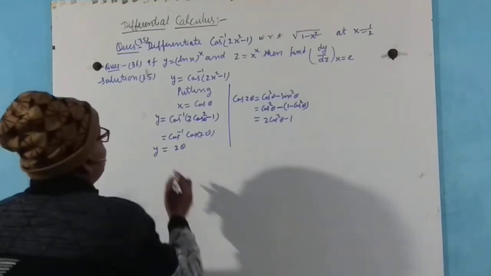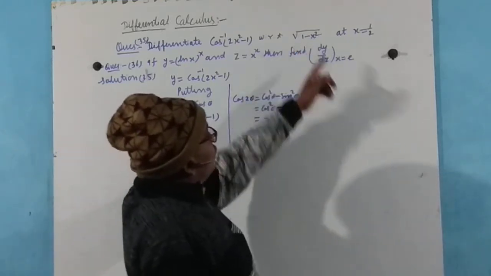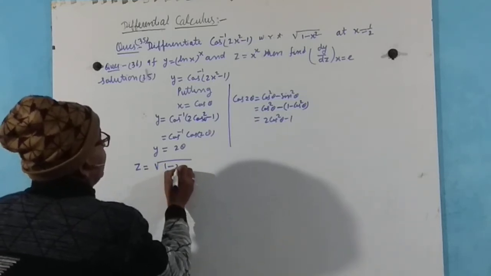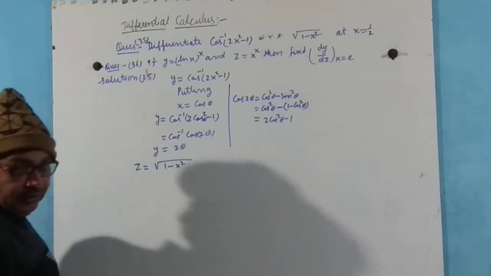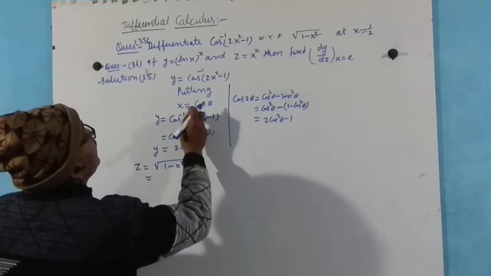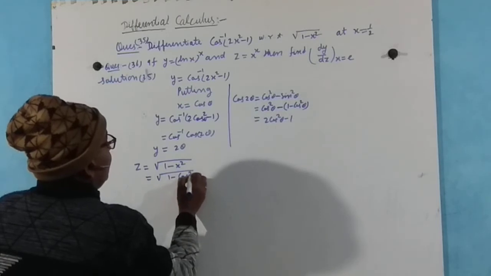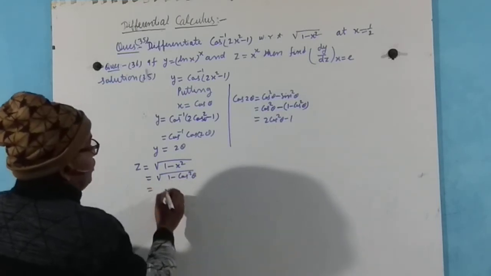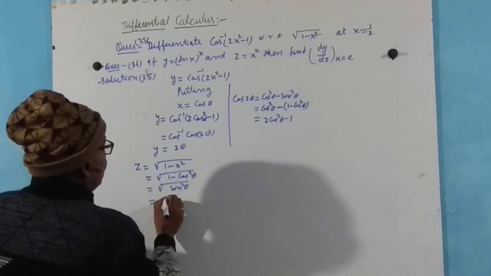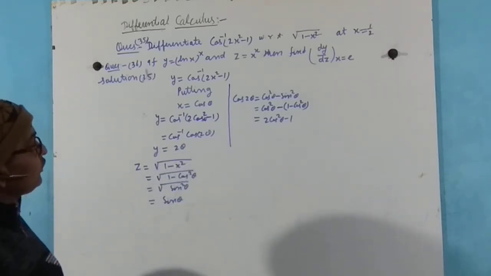Now let z equal to under root (1 minus x square). Z is equal to under root (1 minus cos square theta) since x is cos theta. This can be written as under root sin square theta. This is equal to only sin theta.